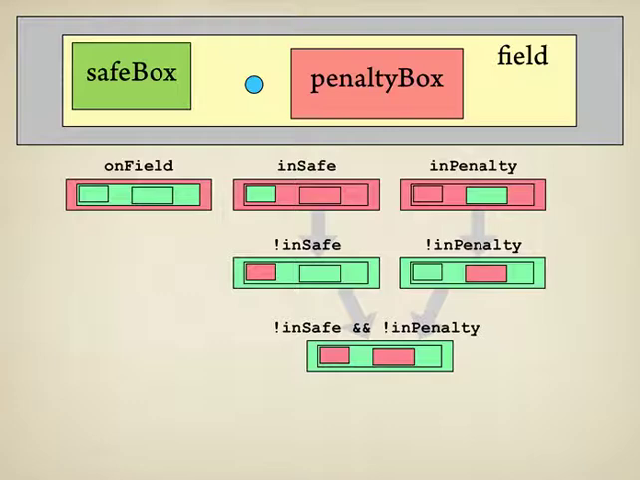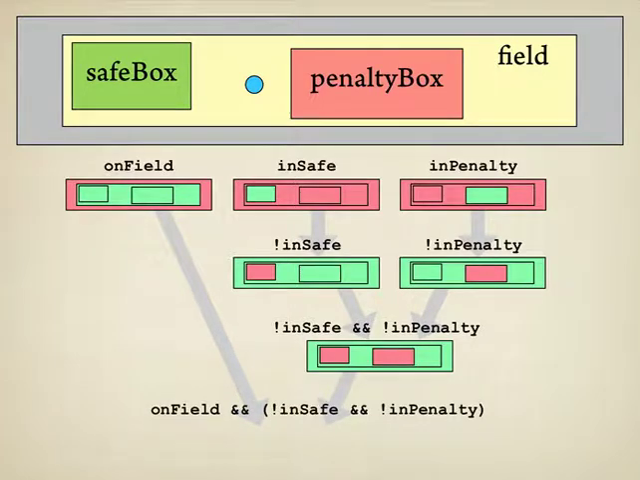Turn your attention now back to the upper left to on field. Notice that this is true everywhere on the field, but it's also true inside of the two safe box and penalty boxes because all we did was test if we're inside the field. So we want to get rid of the safe box and the penalty box. We can do that by combining on field with the result we just computed, again using an and. The picture that results is this.